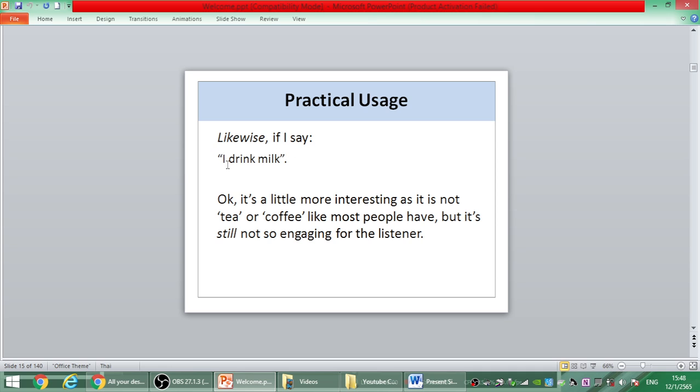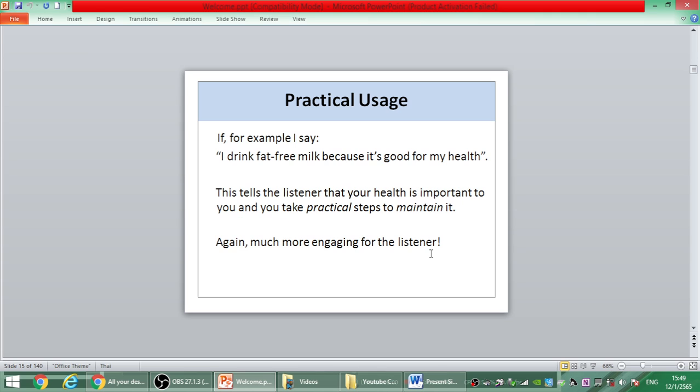Likewise, if I say I drink milk, okay, it's a little more interesting as it is not tea or coffee like most people have, but it's still not so engaging for the listener. If, for example, I say, I drink fat-free milk because it's good for my health, this tells the listener that your health is important to you and you take practical steps to maintain it. Again, it's much more engaging for the listener.